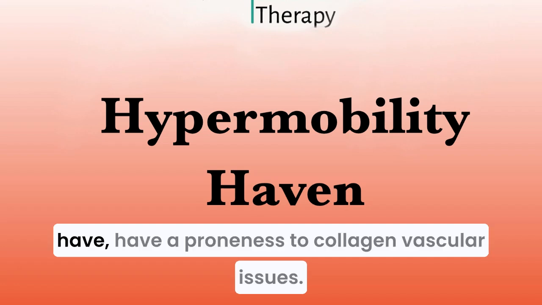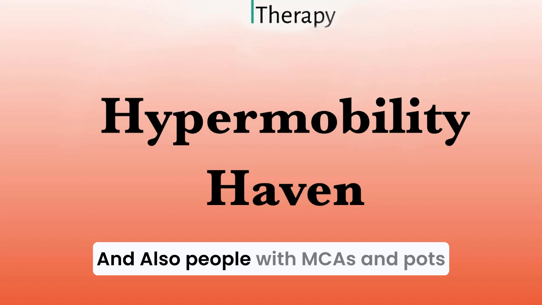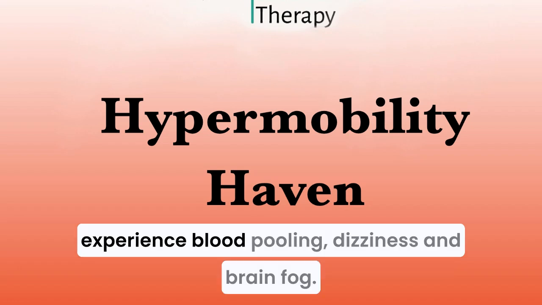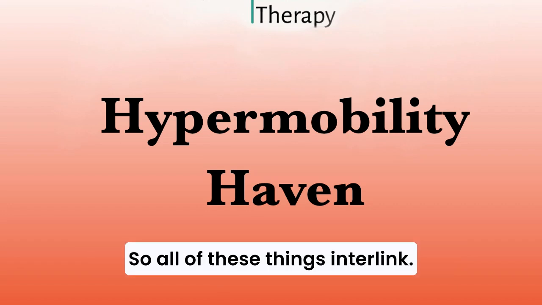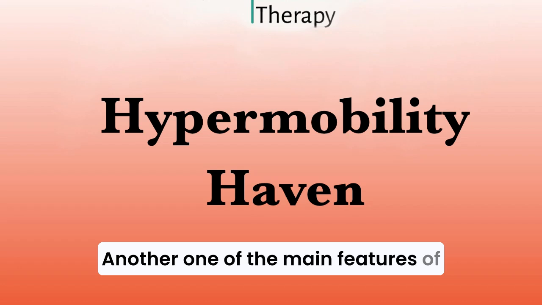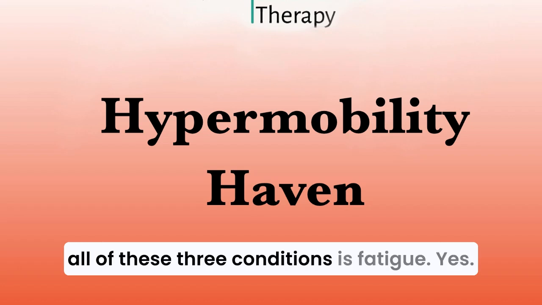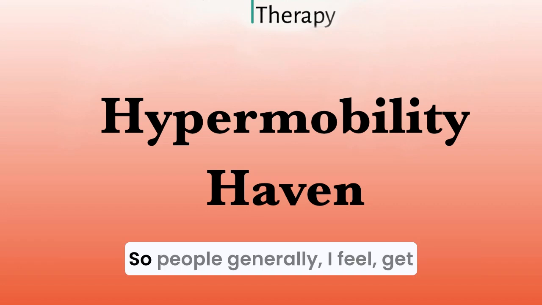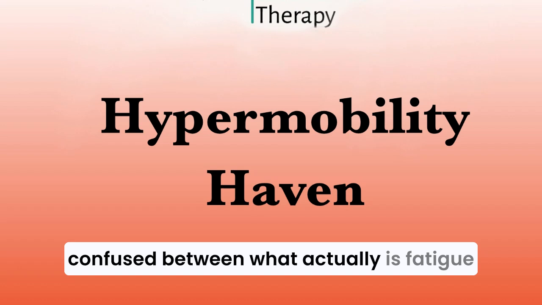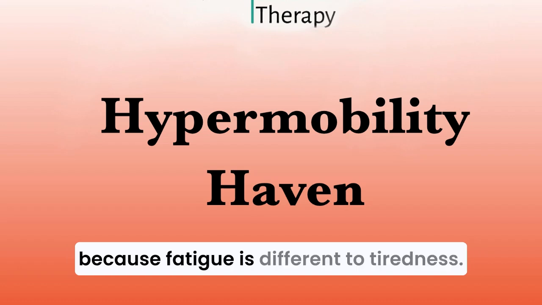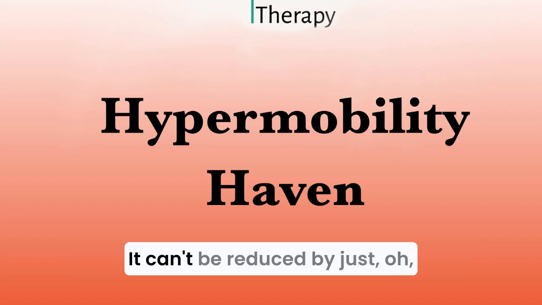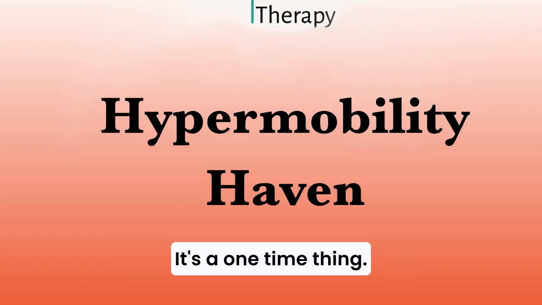People with EDS have a proneness to collagen vascular issues, and also people with MCAS and POTS experience blood pooling, dizziness and brain fog. So all of these things interlink. Another one of the main features of all of these three conditions is fatigue. Yes, so people generally, I feel, get confused between what actually is fatigue, because fatigue is different to tiredness. It can't be reduced by just going to have a nap, it's not a one-time thing.